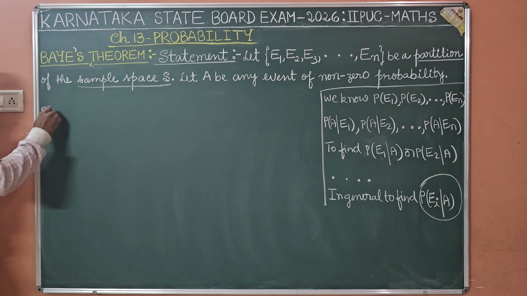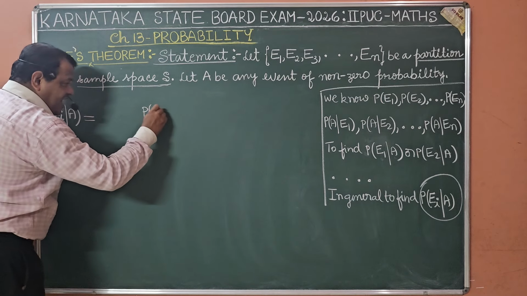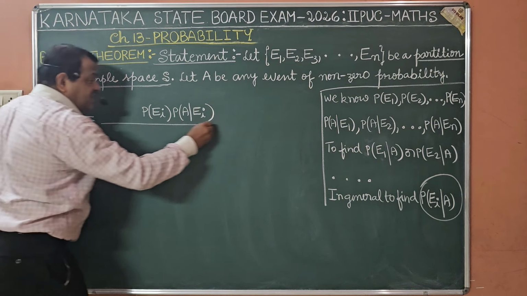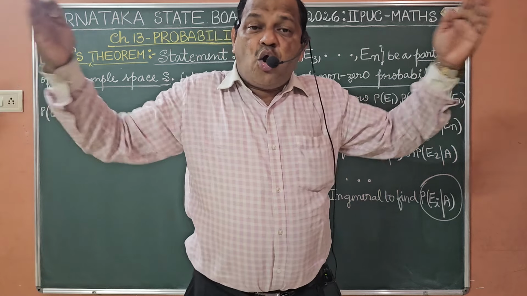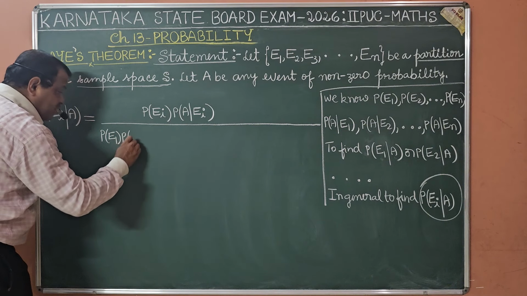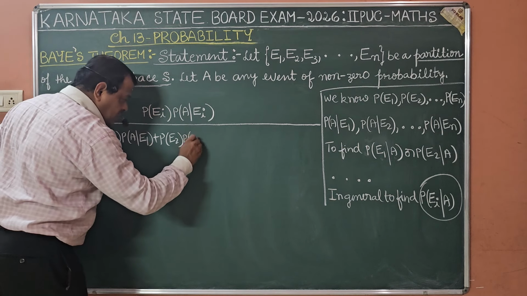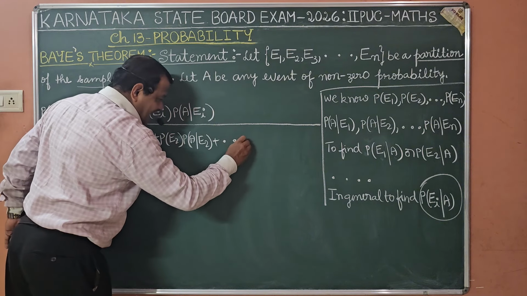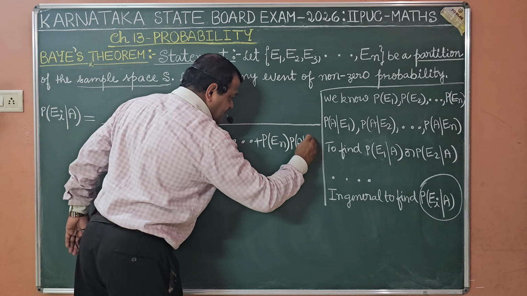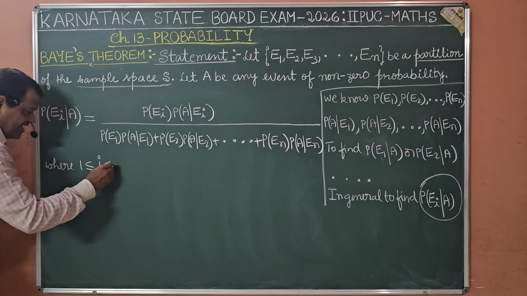So therefore we find P of Ei given A, and the formula numerator is P of Ei into P of A given Ei, divided by the denominator, which is the total, that is the total probability theorem, which says P of E1 into P of A given E1 plus P of E2 into P of A given E2 plus so on, and plus P of E suffix n into P of A given E suffix n, where 1 is less than or equal to i less than or equal to n.